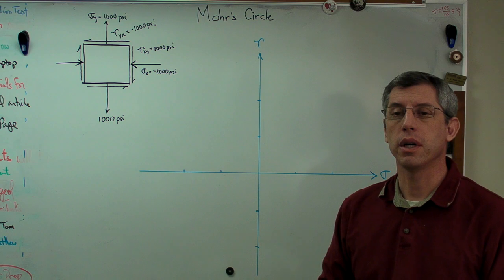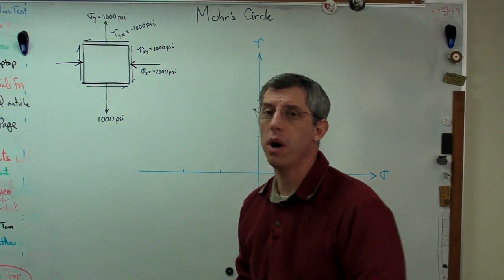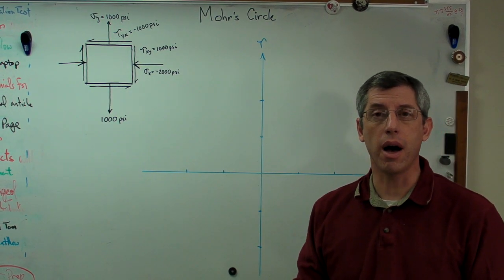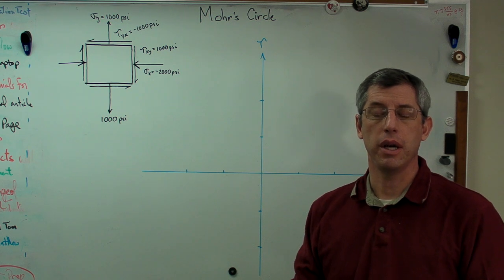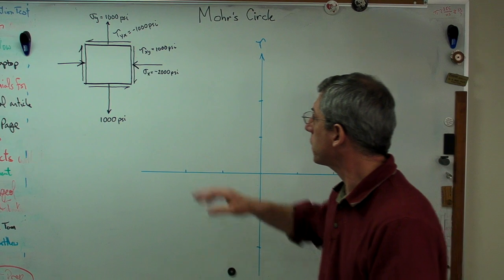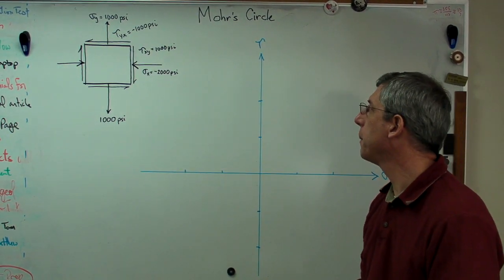Now, one of the requirements of a stress element is that the shear stress on the Y face be equal and opposite to that on the X face. If they're not, then there's going to be a net moment on the stress element, and it's not going to be in static equilibrium. So if we know one shear stress, we know the other one by default.